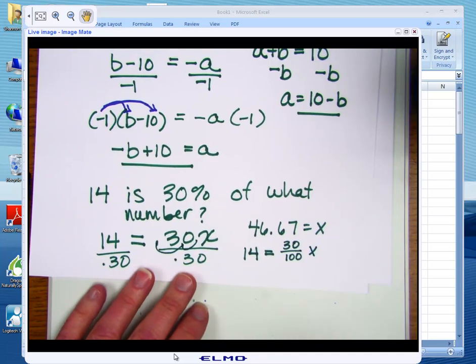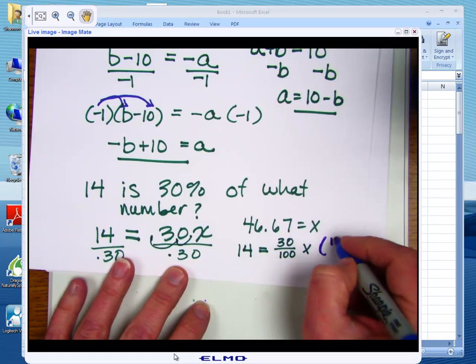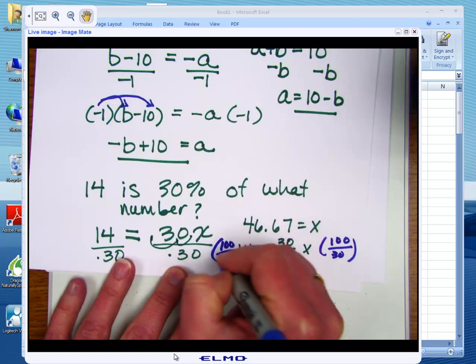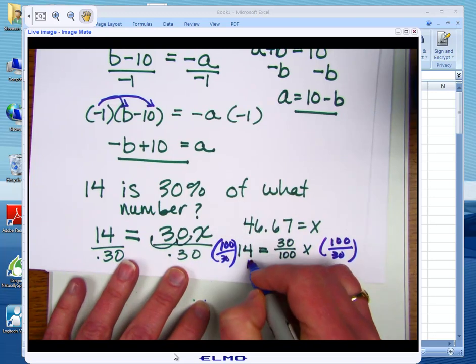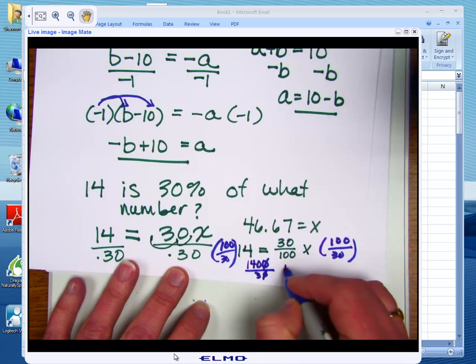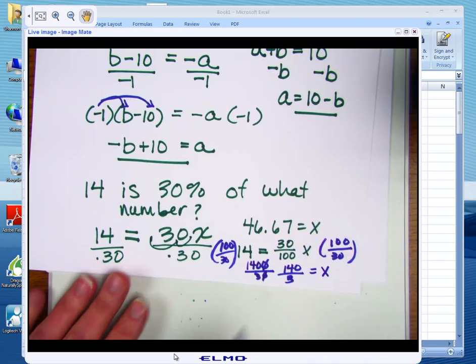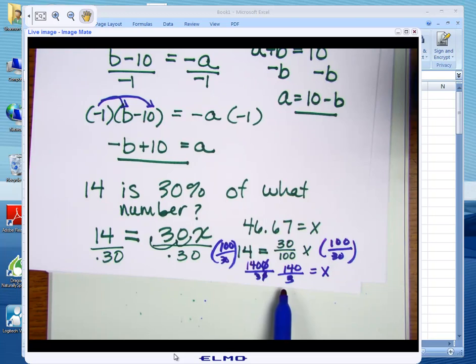Now to get rid of this, I'd multiply each side by 100 and divide by 30. So I'd end up with 1400 over 30. The zeros would cancel, so 140, which isn't divisible by 3, over 3 equals x. And sure enough, that would be 46 1/3 if you want to do the mixed number.